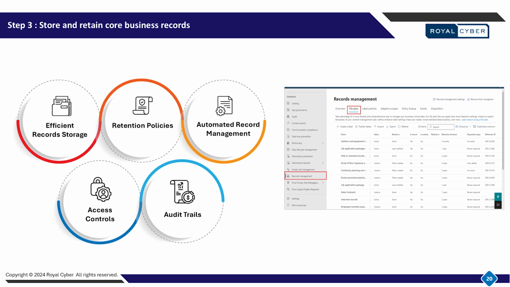Storing and retaining core business records securely is crucial for compliance and operational continuity. Microsoft Purview helps you establish retention policies that ensure important records are stored securely and for the right duration, right? So it automates the process of managing records, whether they are financial documents, customer data, or legal records, right? With Purview, you can set access controls to ensure that only authorized personnel can view or edit these records, and you can maintain an audit trail to track any changes, right? This not only aids in compliance but also ensures that vital business information is preserved and easily accessed when needed.